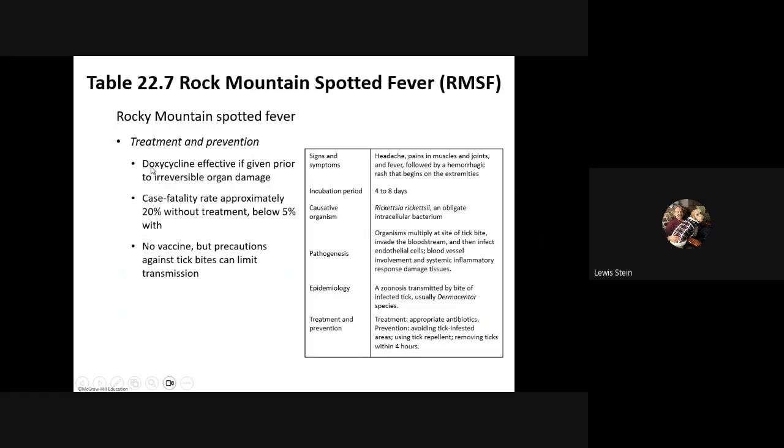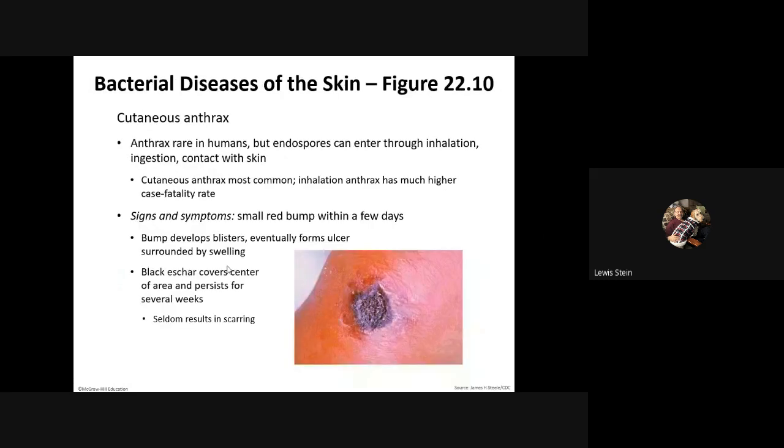Vibramycin or doxycycline is the treatment, and again, 20% mortality without treatment, below 5% with. No vaccine, but it's usually preventable. Tick precautions, tick repellents. Be very aware if you're going on a vacation or a trip. Again, this is relatively rare.